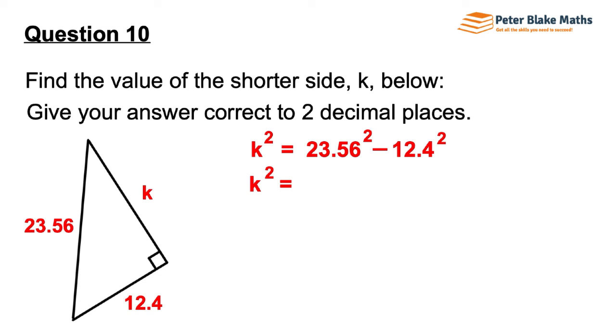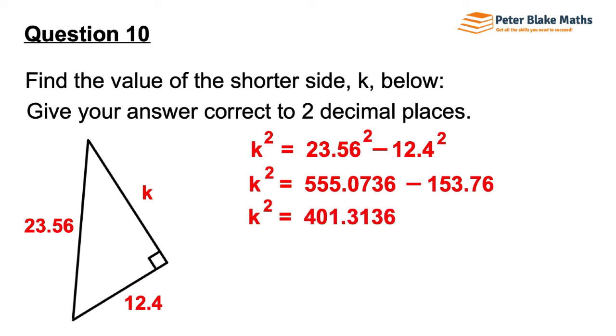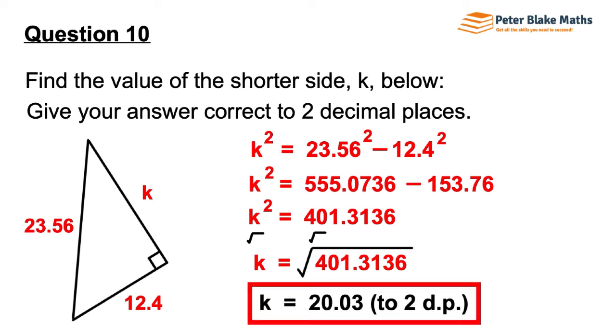So processing that on our calculator, we'll get that big number minus that pretty big number. When we calculate that out on the right hand side, we'll end up with that number, 401-ish, and we'll square root both sides to get K on its own. So it's just a matter of processing and simplifying there. Square root of that ends up being 20.03. Now that was to 2 decimal places, so we'll need to round it carefully.